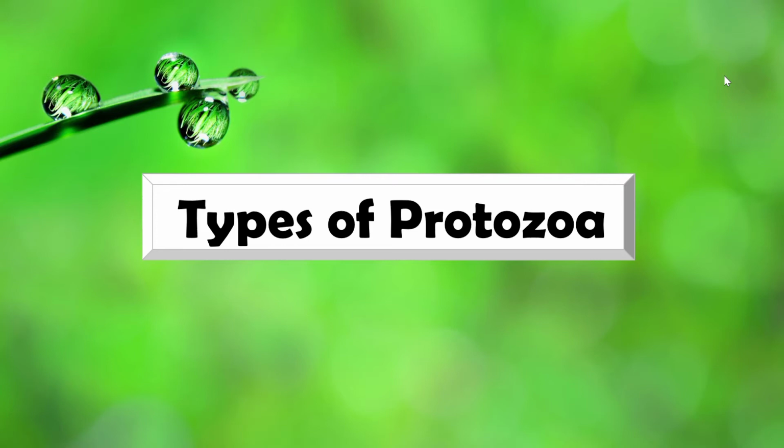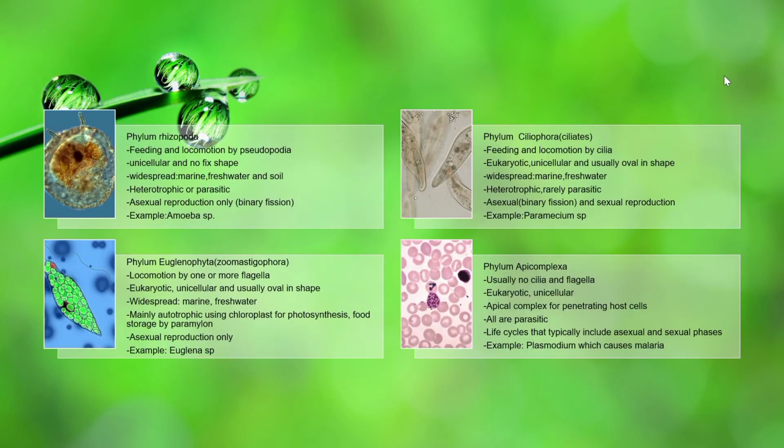So next, we look at the types of protozoa. Basically, there are four types of protozoa. The first one is phylum Rhizopoda. An example for this type is Amoeba sp. It does feeding and locomotion by pseudopodia. It is unicellular and has no fixed shape. It spreads in marine, freshwater, and soil. It is heterotrophic or parasitic. It undergoes asexual reproduction only, also called binary fission.